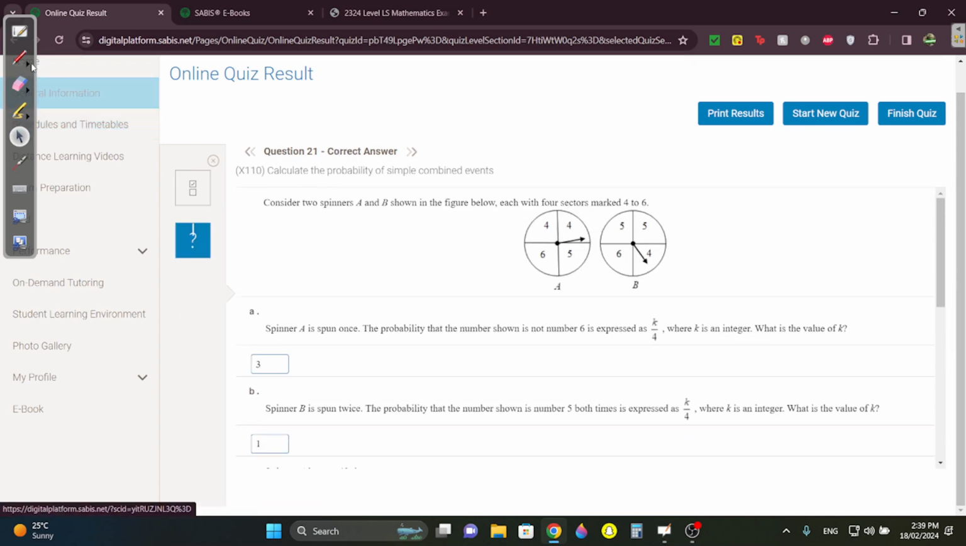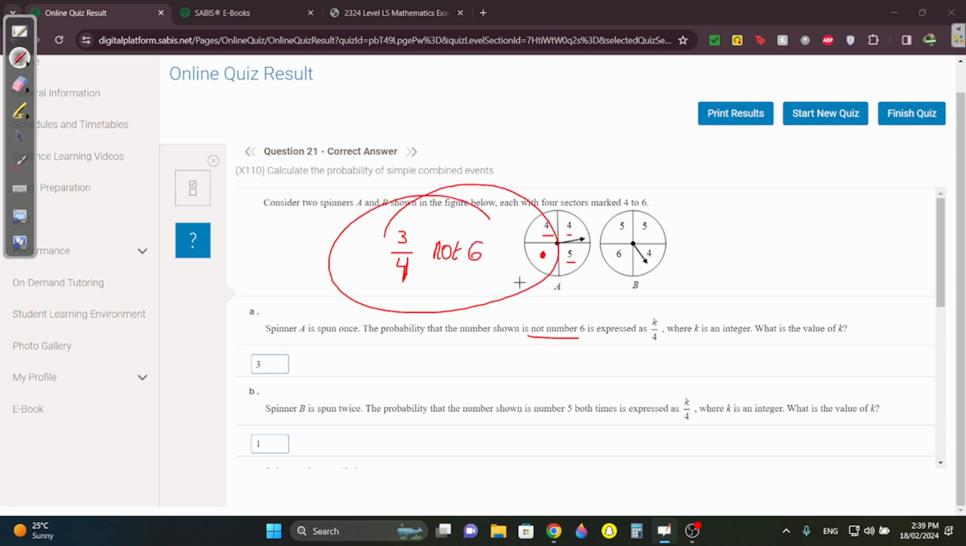Probability. Okay, spinner A is spun once. What's the probability it's not number 6? Okay, if it's not number 6, in this spinner we have 4 numbers. Only one of them is 6. If it's not 6, it's 4, 4, or 5. So there are 3 possibilities out of 4 numbers that are not 6. Okay, that's it. Use your logic, please. Everybody should be able to solve this.